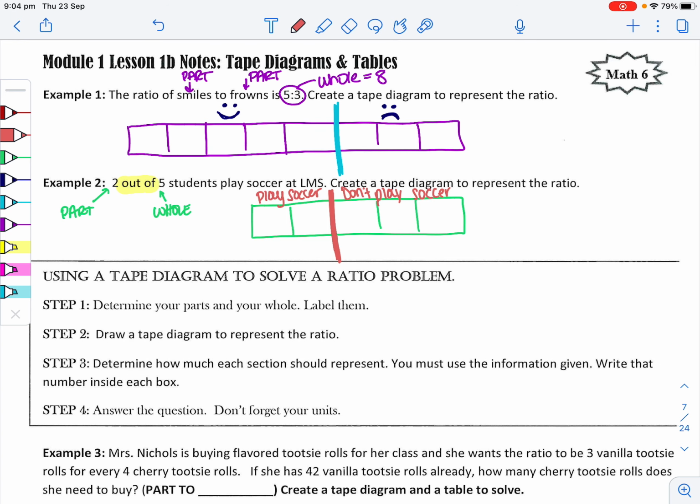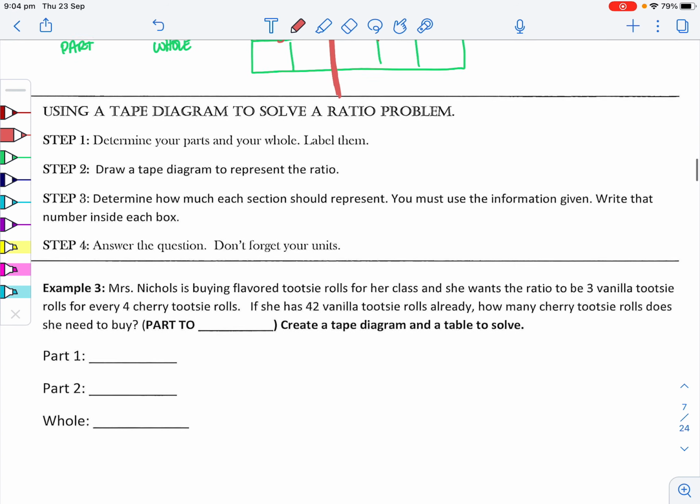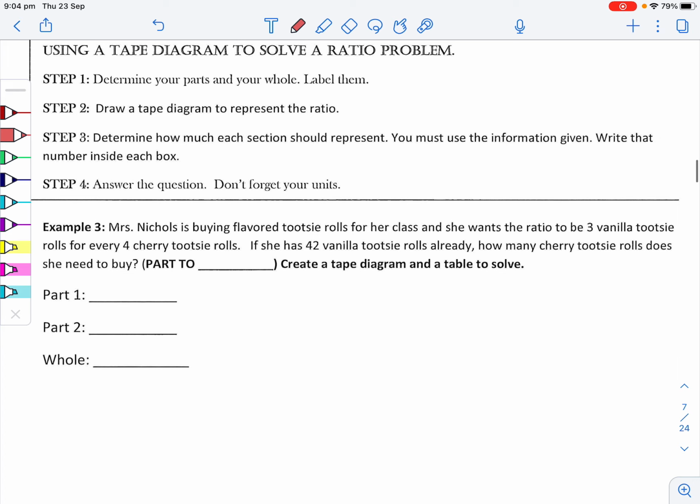Okay? So example 3 said, Mrs. Nichols is buying flavored Tootsie Rolls for her class, and she wants the ratio to be 3 vanilla Tootsie Rolls for every 4 cherry Tootsie Rolls.